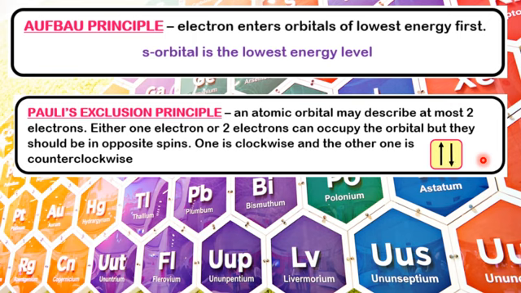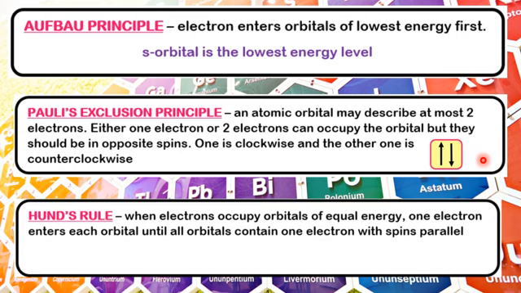And Hund's rule, on the other hand, states that when electrons occupy orbitals of equal energy, one electron enters each orbital until all orbitals contain one electron with spins parallel to one another.